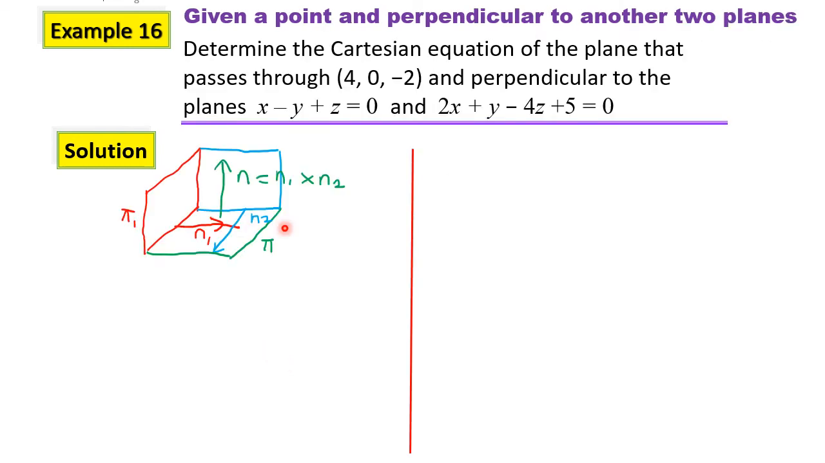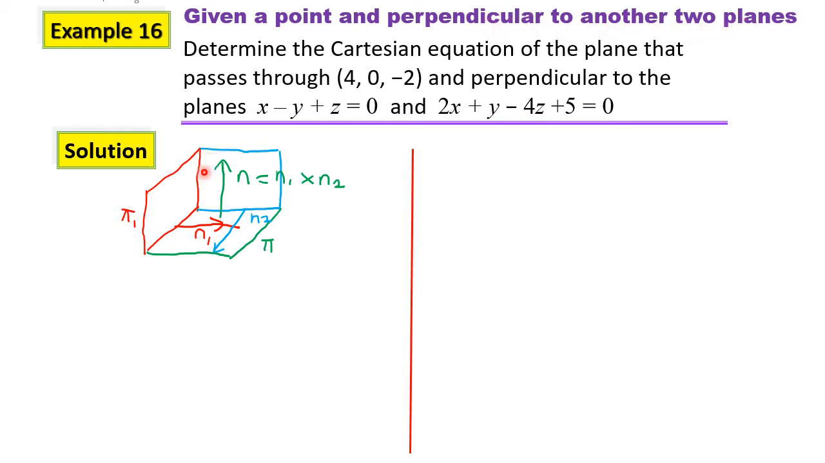Right, so next in example 16, determine the Cartesian equation of the plane that passes through (4, 0, -2). So given a point that is on the plane and perpendicular to the first plane and the second plane here. So it means that our plane is perpendicular to another two planes.